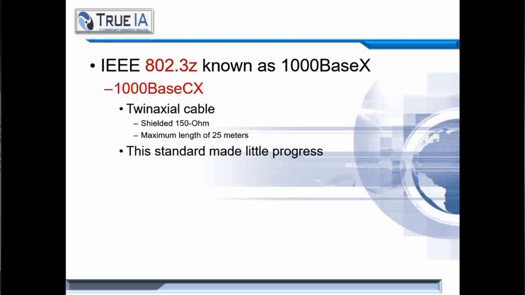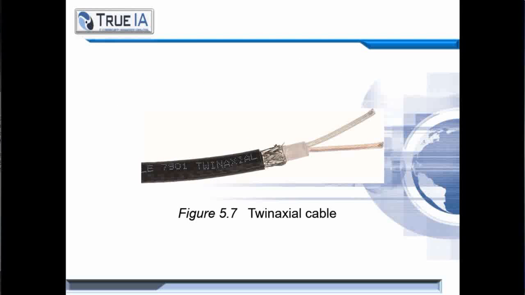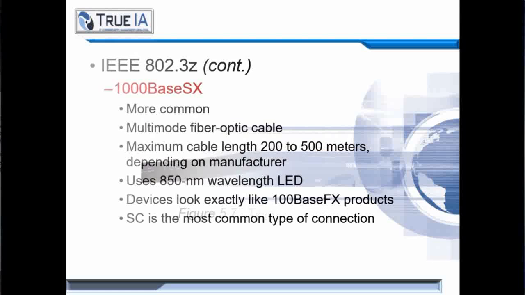Within the IEEE 802 standard, there are again several different substandards, starting with the 1000 base CX. Here you'll be introduced to what's called the twin axial cable. It's a shielded cable with a 150 ohm resistance. The maximum length of this cable is 25 meters. Since its introduction, this standard, however, has made very little progress. This is primarily due to the widely accepted 1000 base SX standard.